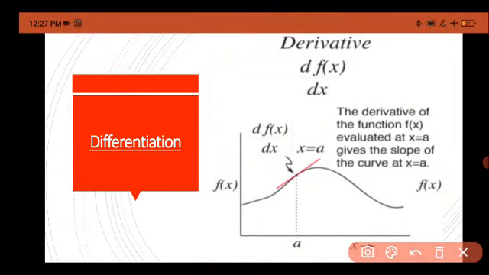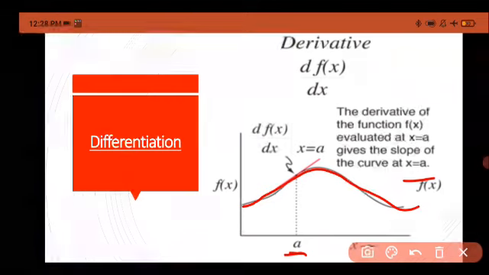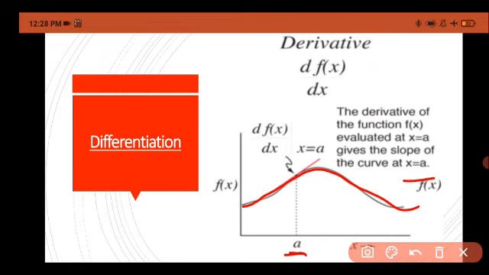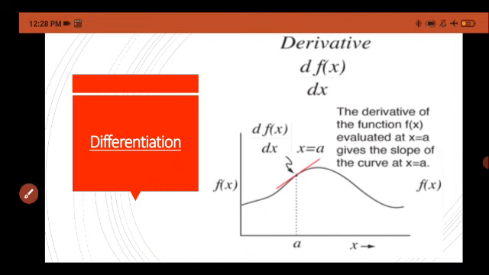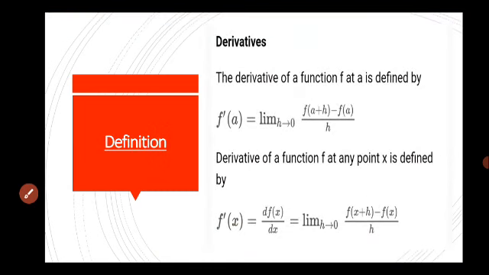So derivative of f(x) is what? The function f'(x) evaluated at x equal to a gives the slope of the curve at x equal to a. Suppose this is the curve now, so we are finding the derivative at any point a, so that means actually we are finding the slope of that curve at that particular point.